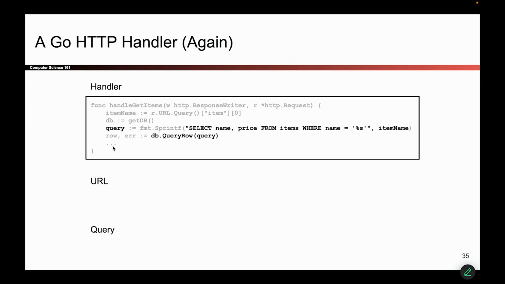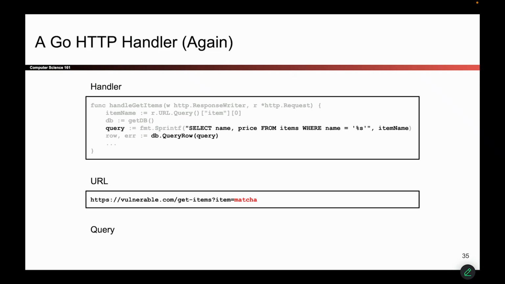And then eventually, we will take that price, we will format it and make it look nice and return it to the user. So if this was some shopping website, this might be what the code is doing. The user asks for an item, we do a database lookup, and then we return whatever the database returned back to the user. So an example of how you might use this without attacks might be something like this. You go to a website with the path get items, and then with the question mark, you pass in URL parameters, and you say item equals matcha.